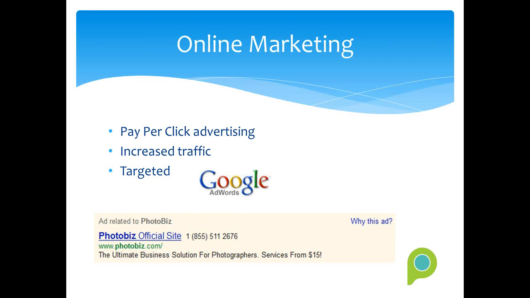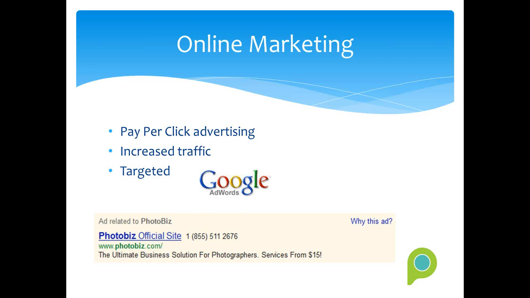This is what is called pay-per-click advertising. You pay a small fee every time someone clicks on this link. However, you show up above the organic search results. You are the very first entry on that page. And research has shown that this is becoming a more common method of searching, is going through these ads.